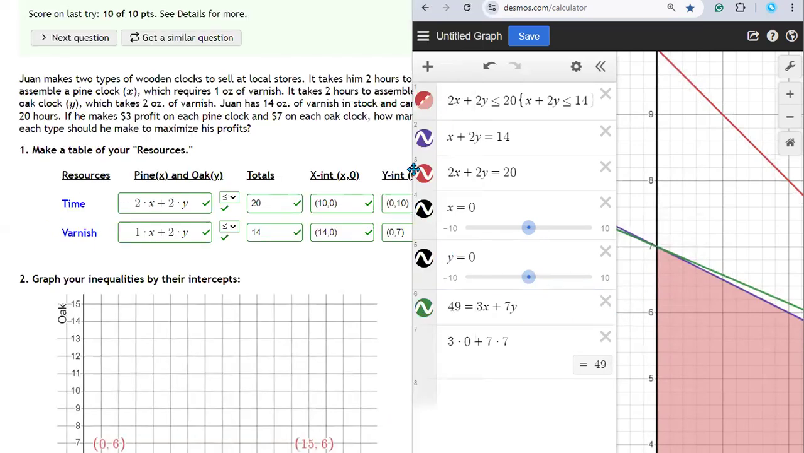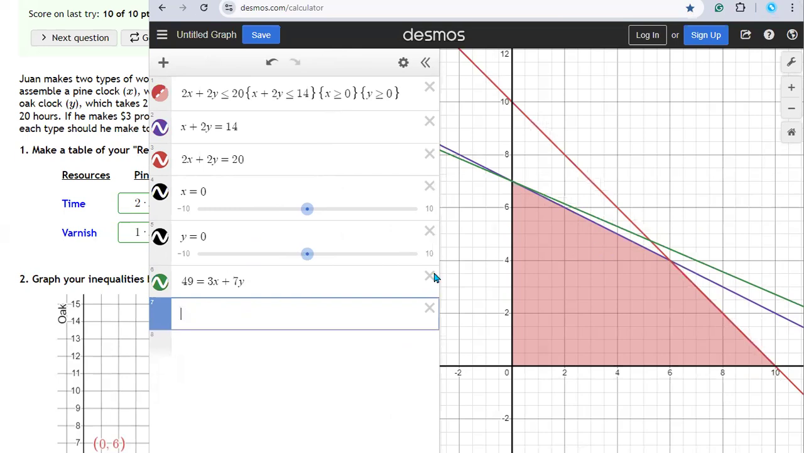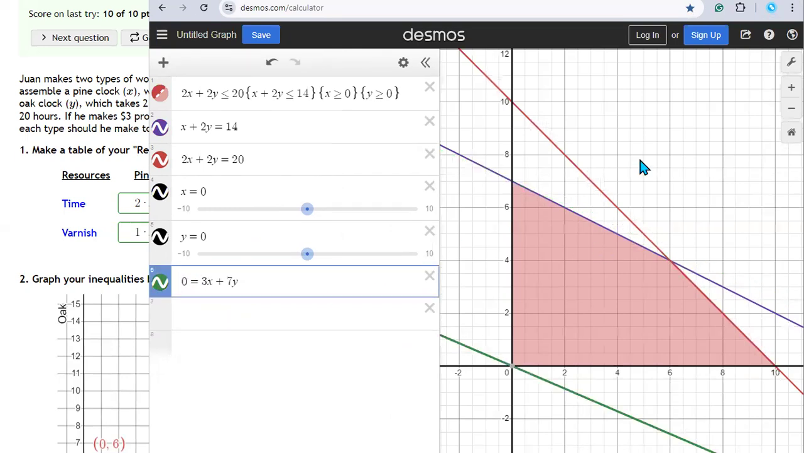Now, let me just show you something here. Let me reset the profit to 0. Suppose demand builds for pine clocks. Maybe we go into recession. And that goes up to, say, $4. Maybe this drops down to $6, right? Now what's going to happen? As I add dollars to the profit side, the line pushes out, doesn't it?